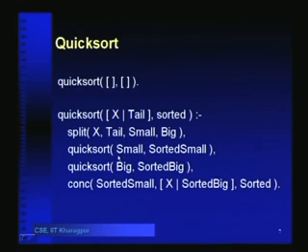Then we will quicksort small to get the sorted small list, and quicksort big to get the sorted big list. Small and big are the left and the right. Small is the left part of the array around the pivot, and big is the right side of the array around the pivot. And then we will concatenate the sorted small with sorted big, but X here is the pivot. So, sorted small and then X followed by sorted big to get sorted.